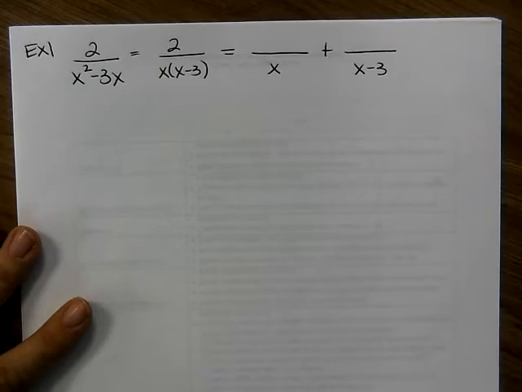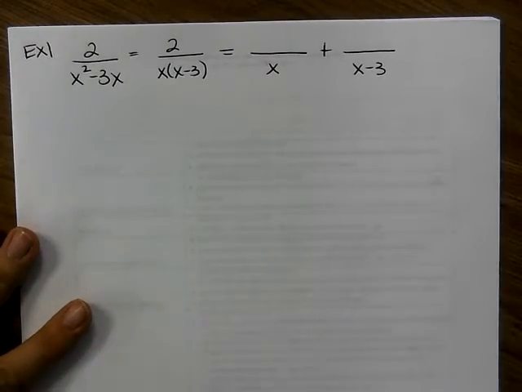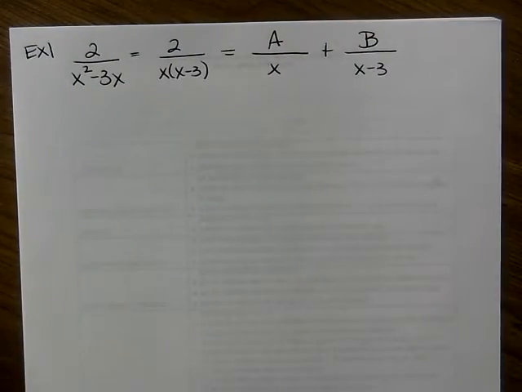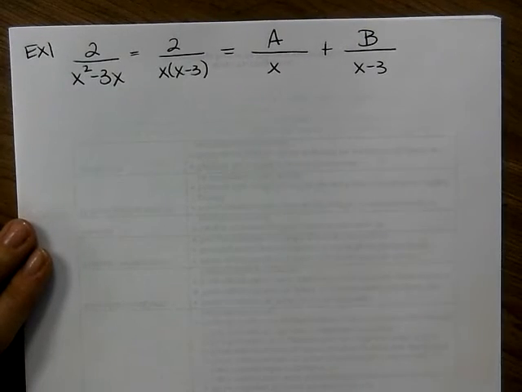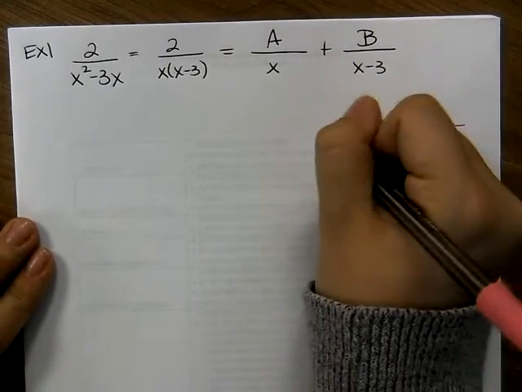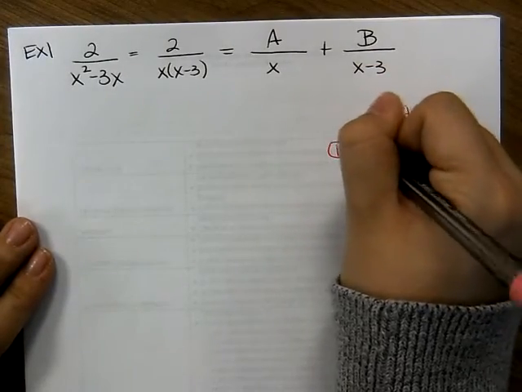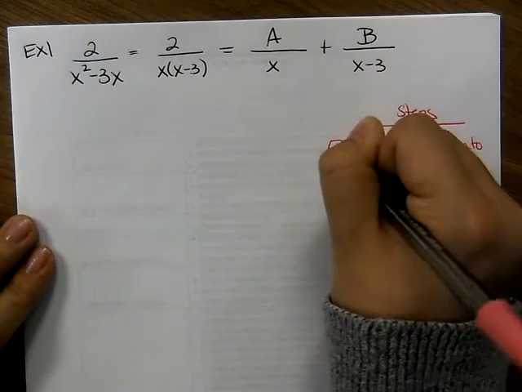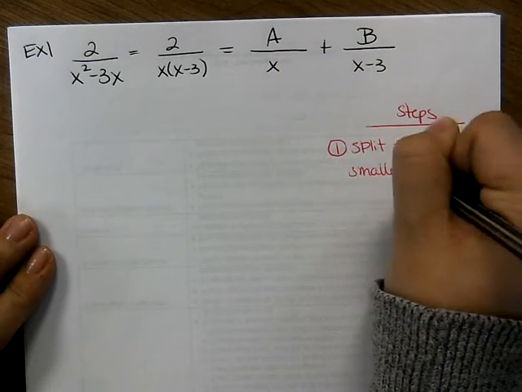Anytime you have linear factors in the denominator, so x and x minus 3 are linear, you're going to have just a single variable in the numerator. So you have A and B. And if we had a third term, then we would have C. A fourth term, then we would have D. You just go down the alphabet. Okay? All right, so let's start writing out some steps. So here are the steps. Step 1 is you split the common denominator into smaller fractions.